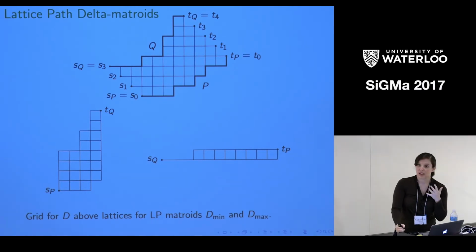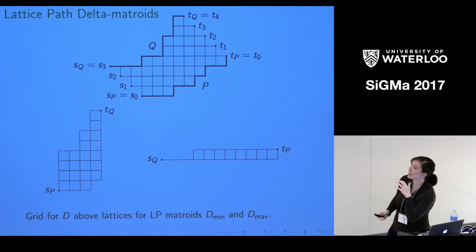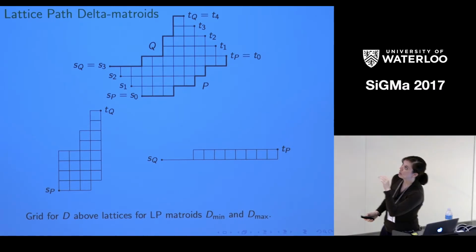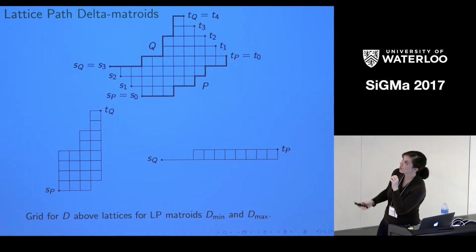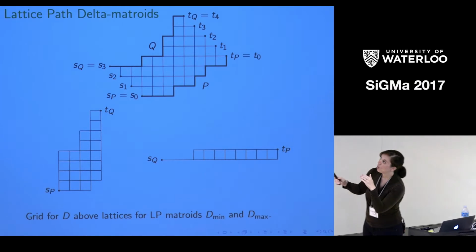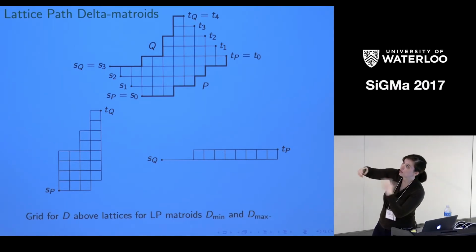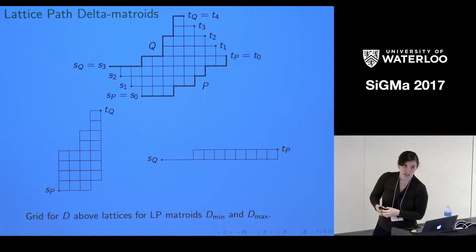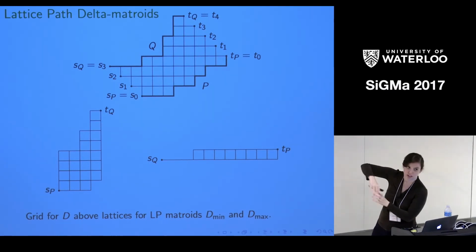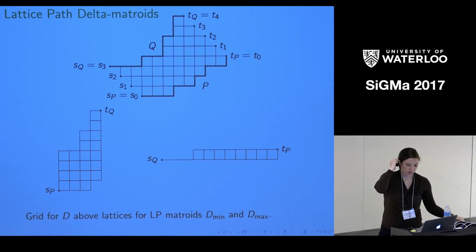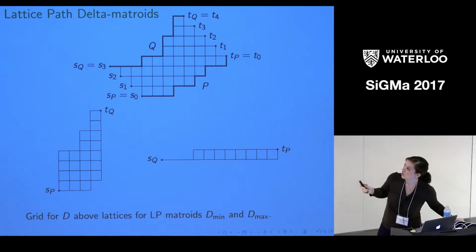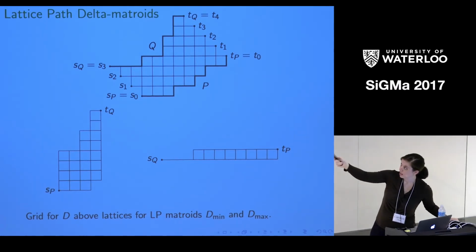And what I'm going to get is actually a delta-matroid. And you can see D-min and D-max living inside of there. So from S0 to T0, where S0 is S3 and T0 is T0, that's where I get my D-min. And can you see how it kind of sits in there? And the taller one, that's D-max. You've got a lot of north steps. So this is the grid for D above the lattices for its lattice path matroids D-min and D-max.